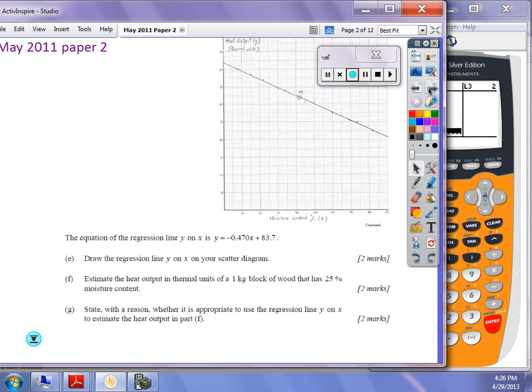Now, at this point, you haven't been asked to graph the regression line yet. You'll be asked to do that later. There should not be two lines on your graph.